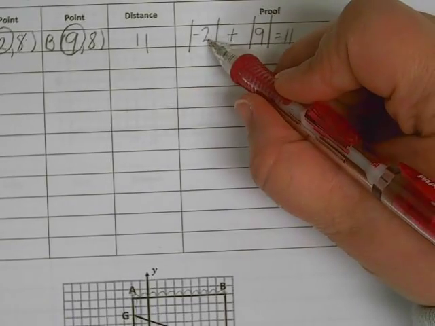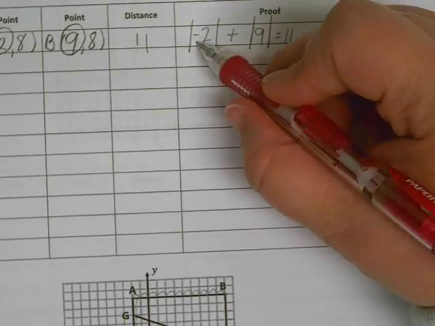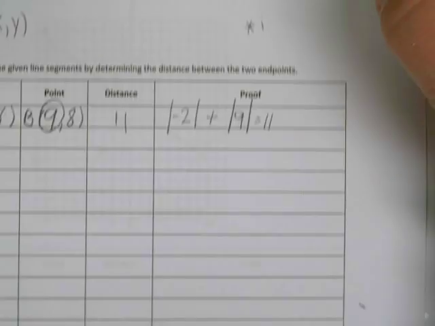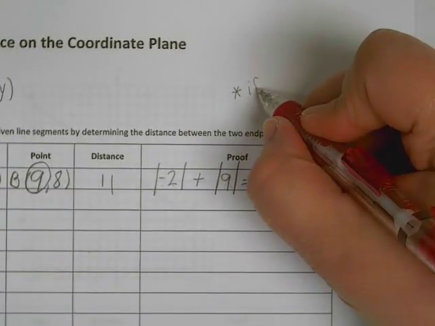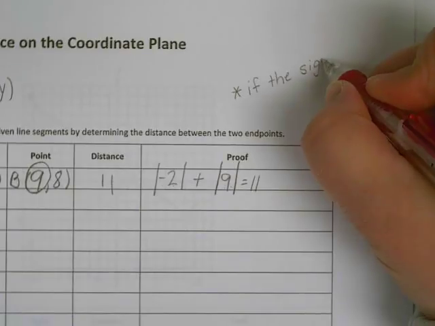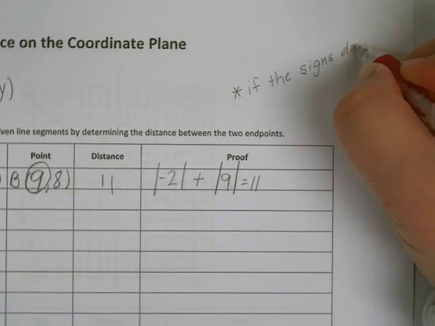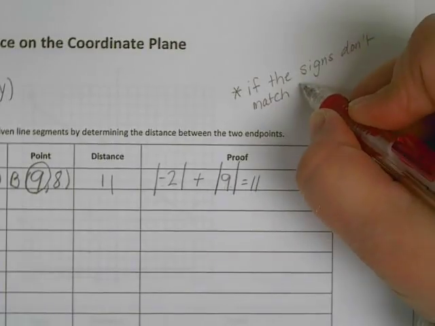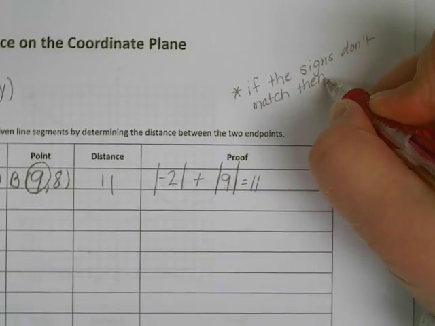So if the signs don't match in your absolute value, then add.